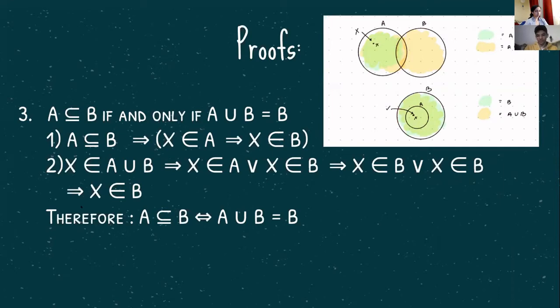And of course, I can again work backwards. If X belongs to B, this would mean that X belongs to B or X belongs to B, which would mean that X belongs to A or X belongs to B, etc. So I can just say that if A is a subclass of B, then A union B equals B, and if A union B equals B, then A is a subclass of B.